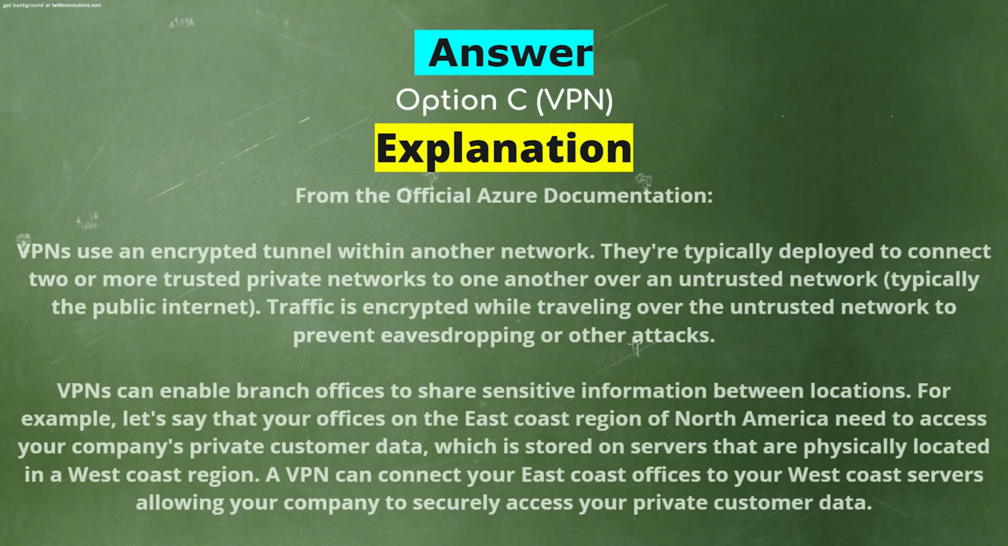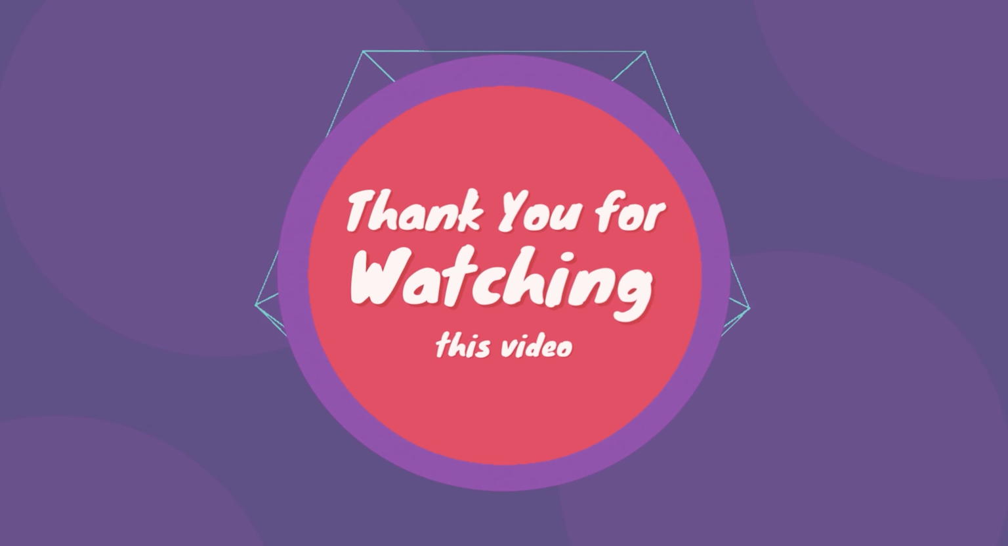For example, let's say that your offices on the East Coast region of North America need to access your company's private customer data, which is stored on servers that are physically located in a West Coast region. A VPN can connect your East Coast offices to your West Coast servers, allowing your company to securely access your private customer data.